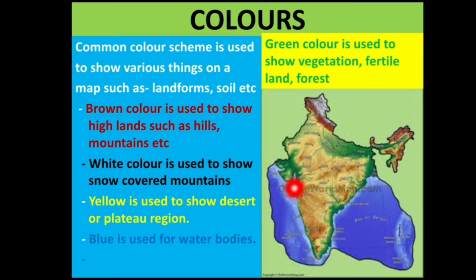Then blue color is used to show various water bodies. If the water is shallow, then we use light blue color, and if the water is deep, then we use dark blue color. Yellow color is used to show desert and plateau regions. So these are the common color schemes which are used on a map to show various kinds of landforms.